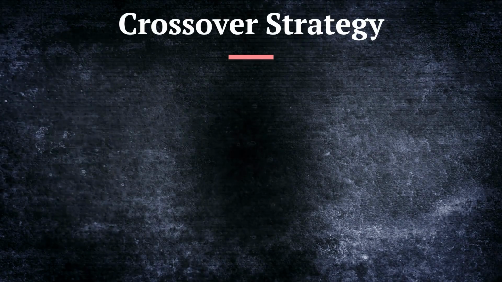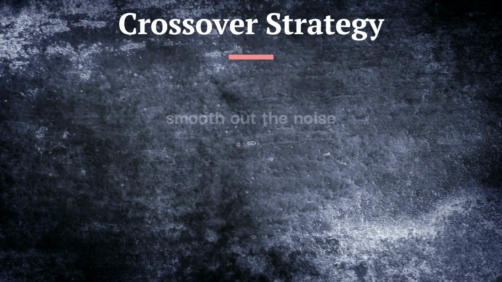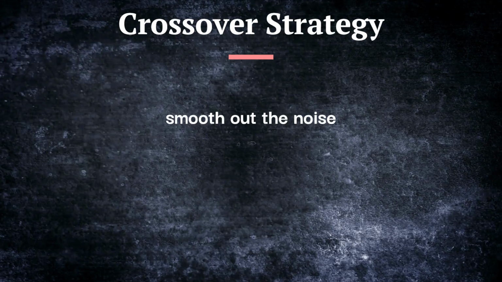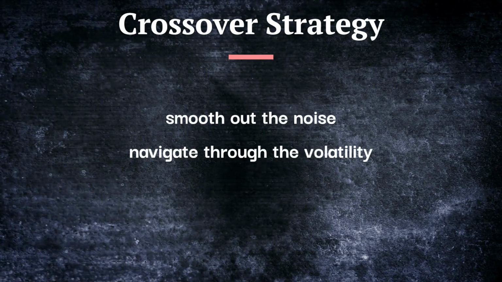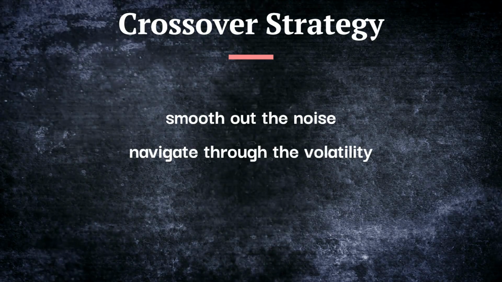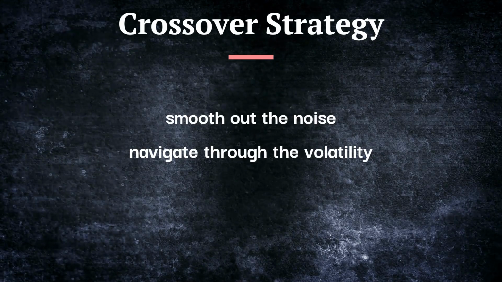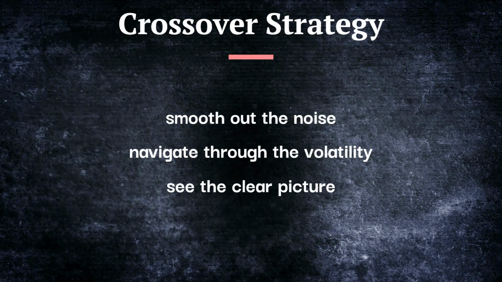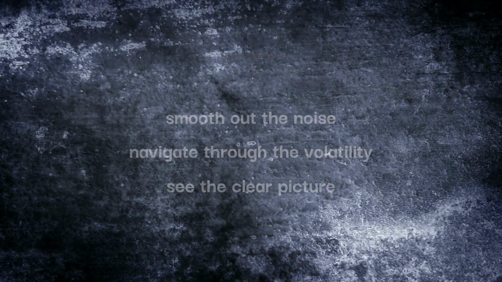One of the benefits of using crossovers is that they can help to smooth out some of the noise that can be present in the underlying data. For instance, if a stock is experiencing a lot of volatility, it can be difficult to determine the true direction of the trend using only the raw data. By using moving averages, we can filter out some of this noise and get a clearer picture of the underlying trend.